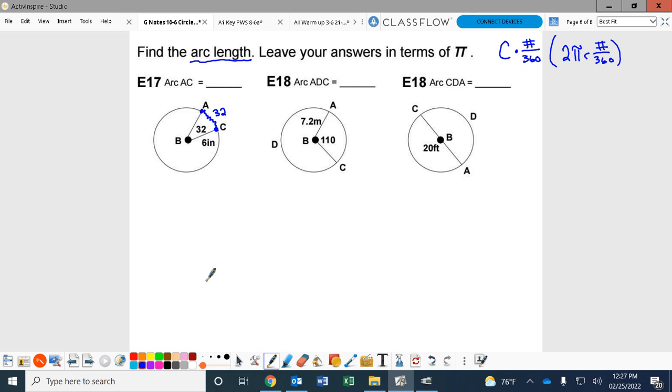Yes, ma'am. This, where? That's an R for radius. R for radius. Thank you for asking.